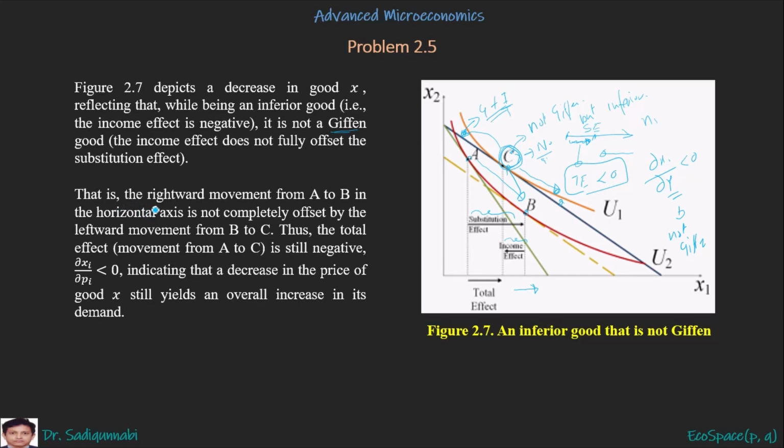The rightward movement from A to B on the horizontal axis is not completely offset by the leftward movement from B to C. Thus, the total effect, the movement from A to C, is still negative, indicating that a decrease in the price of good X still yields an overall increase in its demand. This is an important statement. So this ends our 2.5. Let's move to 2.6.